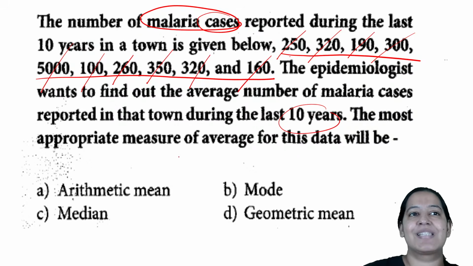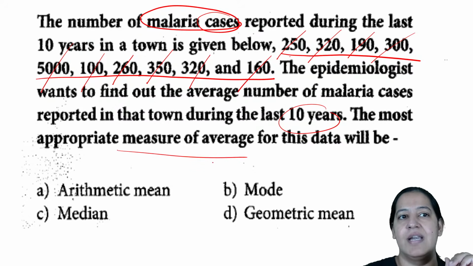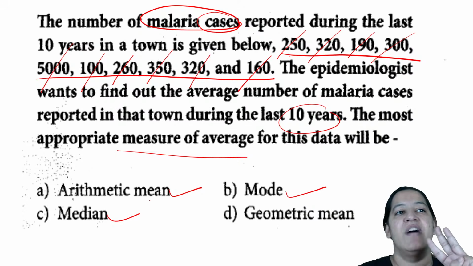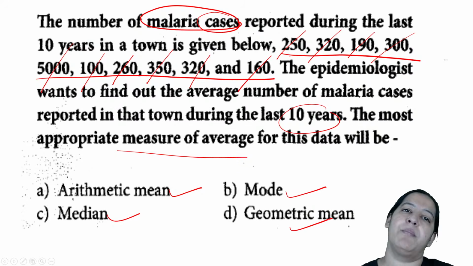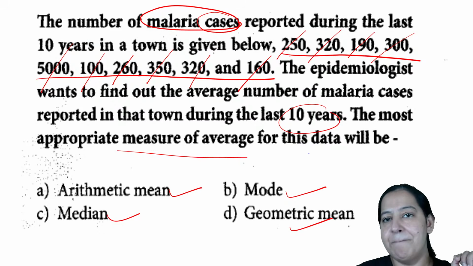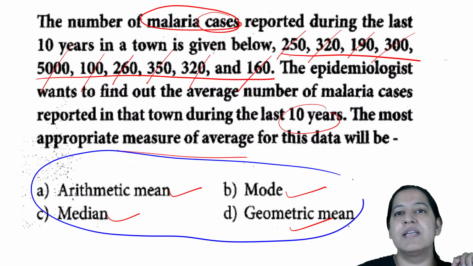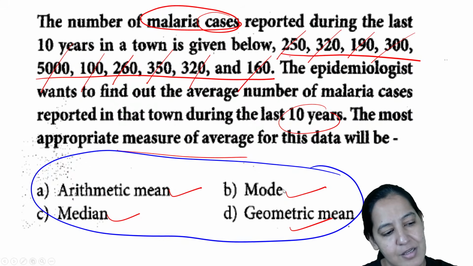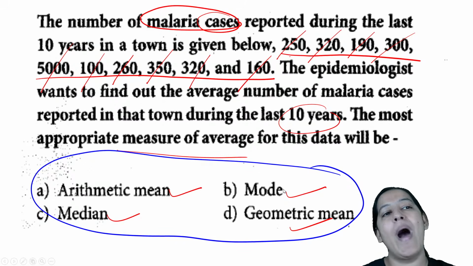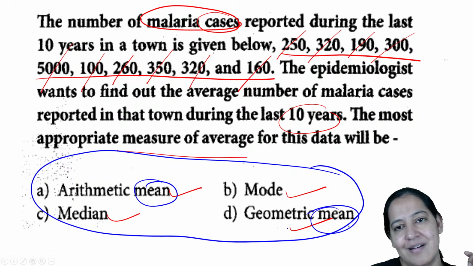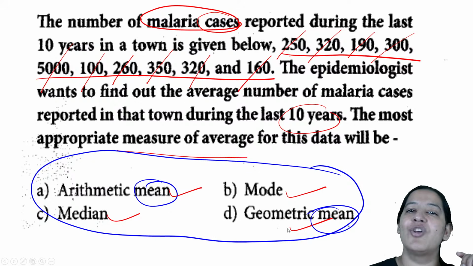So what is the best measure of central tendency? Whether to calculate mean, median, mode, geometric mean, or arithmetic mean. Which is the best indicator of central tendency for this set of data? You have seen the set of data. So Niranjan and Vajahat and RK, all three are saying C. Why? Why not mean, Niranjan, RK? Why not mean, Vajahat?